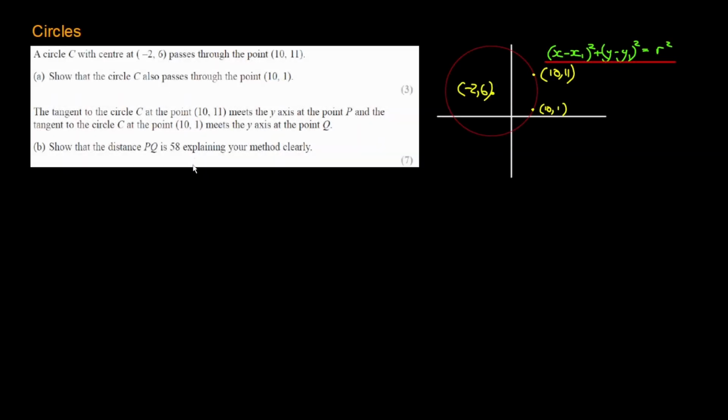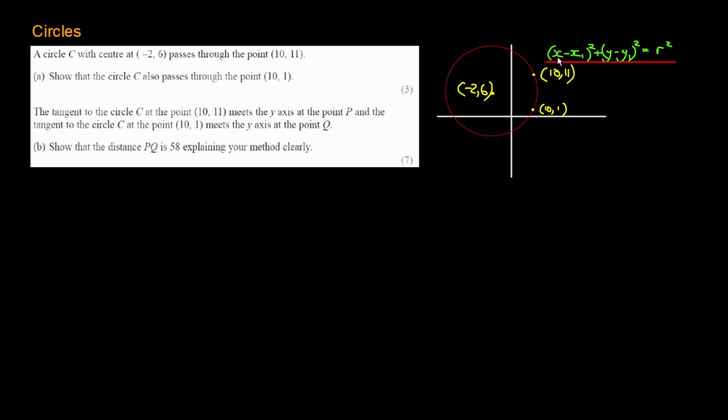Okay, we've got a question here on circles. We've got a circle's centre. We've been given the centre, -2, 6, and passes through 10, 11. And we've been asked, first of all, to show that the circle also passes through 10, 1.